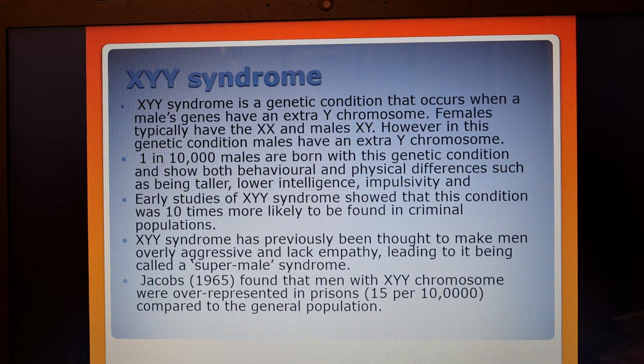In 1965, Jacobs carried out a study and found that men with the XYY chromosome were overrepresented in prisons. Whereas the prevalence of this syndrome is 1 in 10,000 in the general population, in prisons it was 15 per 10,000, which is a big increase. So it's more common, more prevalent, and seen more in prisons.